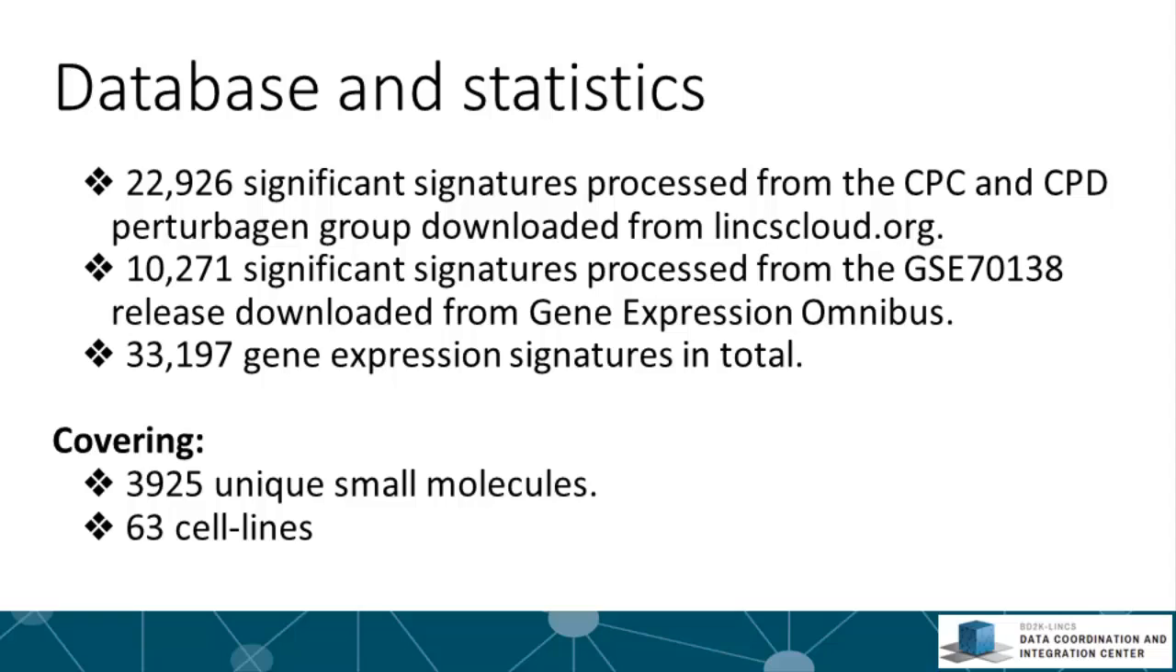scene of this tool. There are 22,926 signatures that we deem significant, and they come from the CPC and CBD perturbagen batches from lincscloud.org. We also added a new set of perturbations that are published on the Gene Expression Omnibus recently. So in total, we have about 33,197 gene expression signatures. These signatures cover almost 4,000 unique small molecules applied to 63 cell lines.